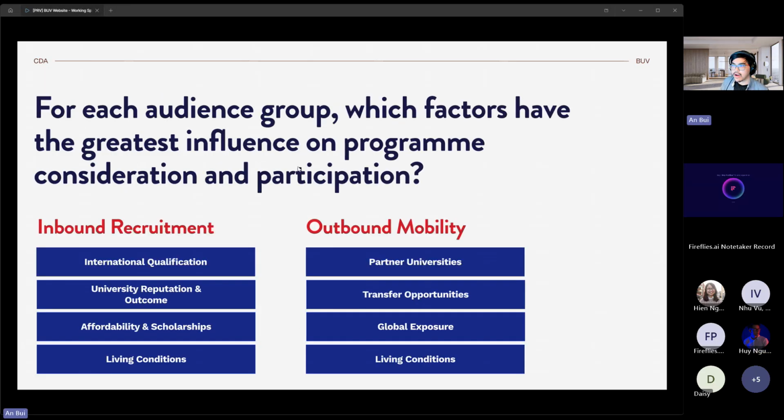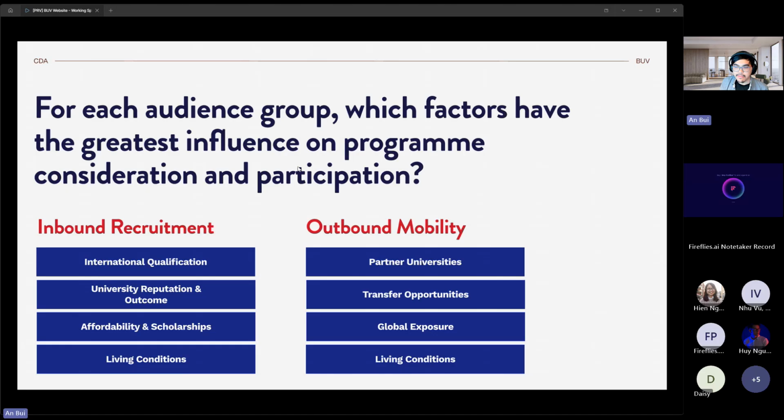So I want to hear more about both teams for each of these, inbound versus outbound. From our team's perspective, if I'm an international student, that would be the way we think: I want to go to Vietnam, versus outbound, which is a student in Vietnam who already wants to go elsewhere. But for inbound recruitment, what are the important factors for consideration for attending BUV?